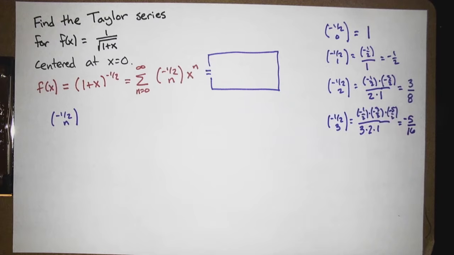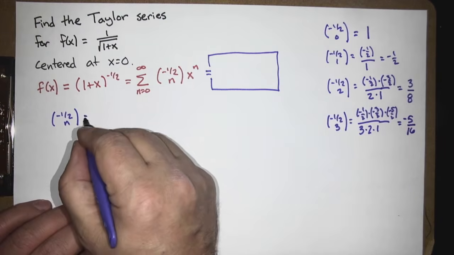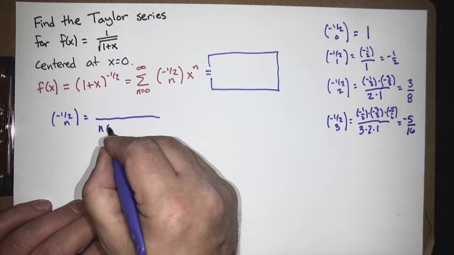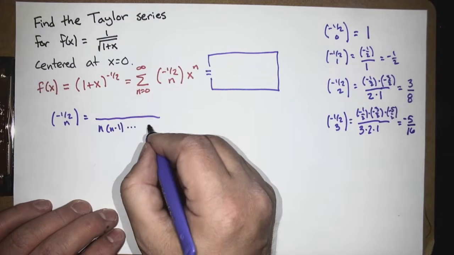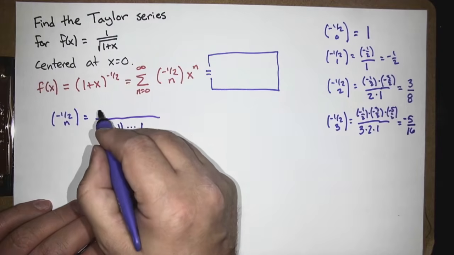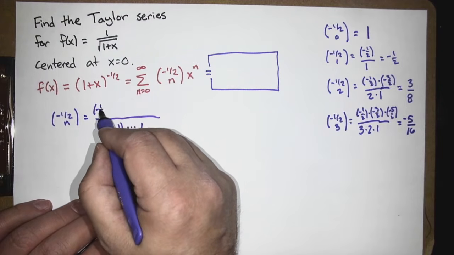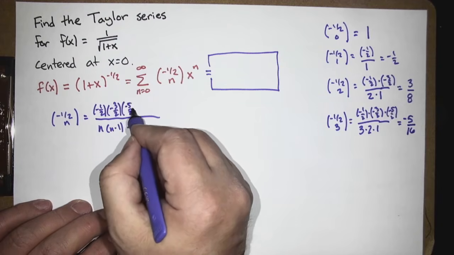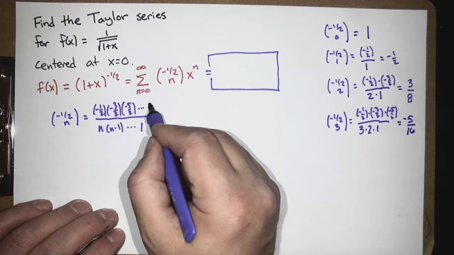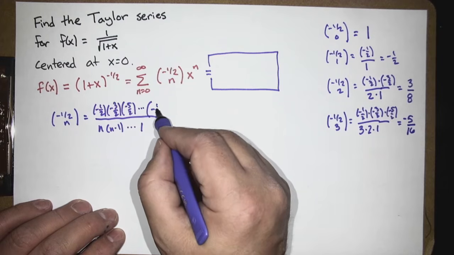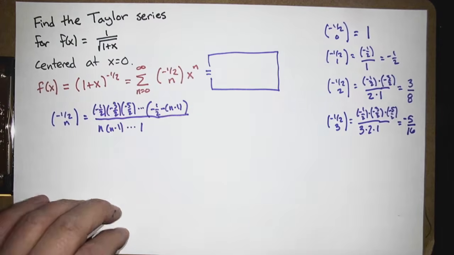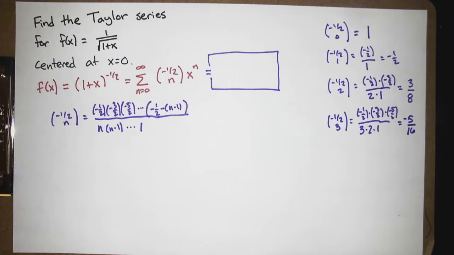Okay, that's something. Let's do it in general. Minus a half, choose n. So we'll have downstairs n, n minus 1, all the way down to 1. Upstairs, we'll have minus 1/2, minus 3/2, minus 5/2, and we're going to keep going all the way to minus a half, minus n minus 1. All right? That's the rule.